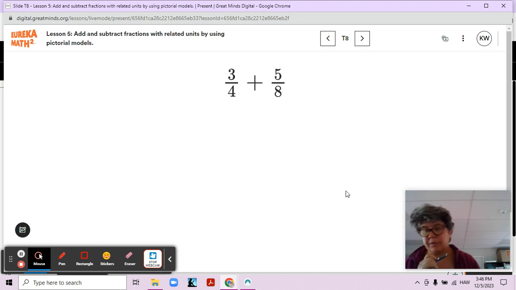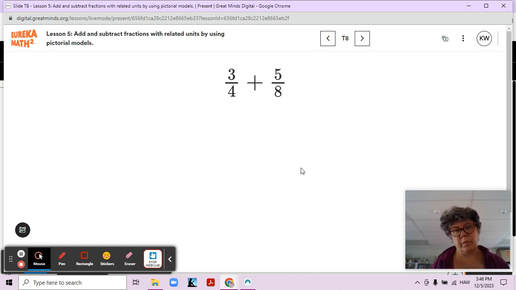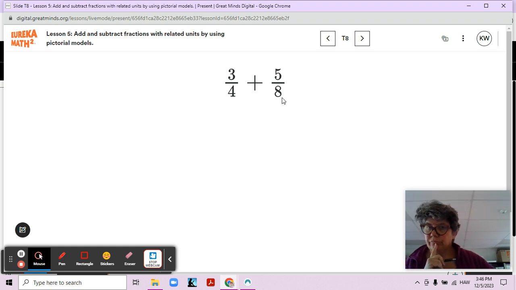What do you notice about the fractional units? We have fourths and we have eighths, right? Are the units related, and how do you know? Yes, you can decompose fourths to make eighths, break it into more pieces. You can compose eighths to make fourths. 4 is a factor of 8, and 8 is a multiple of 4, so they're in a fact family together, right? That's how we usually say it in class.